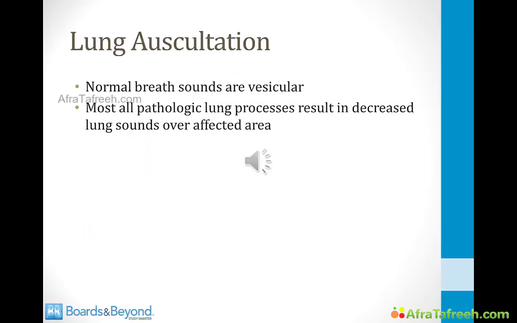Next, let's talk about auscultation. And this is when you place your stethoscope against the patient's back and listen to them inhale and exhale. And normal breath sounds are described as vesicular, and I have an example of that I'll play for you in a minute. You should know that most all pathologic lung processes result in decreased lung sounds over the affected area. So for example, if they tell you that there are decreased breath sounds over the right upper lobe, they're telling you that there is some type of pathologic process in the right upper lobe.